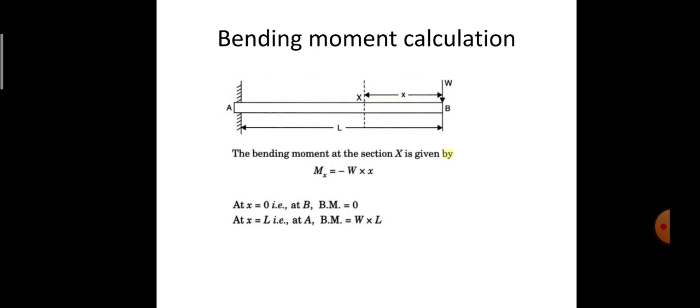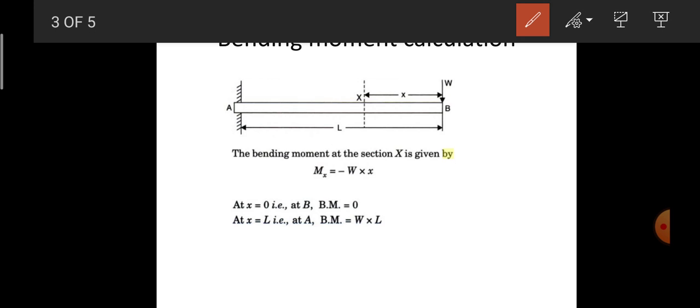Now coming on to the bending moment calculation. We need to calculate the bending moment at section X. So here, by considering the right hand side portion of the section X, we have the force W in the downward direction with a perpendicular distance of x. So therefore the bending moment is nothing but the algebraic sum of all the moments either towards the left or right side, but here only one moment is acting.